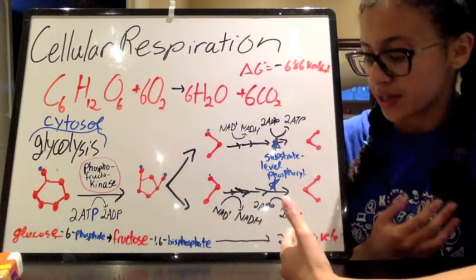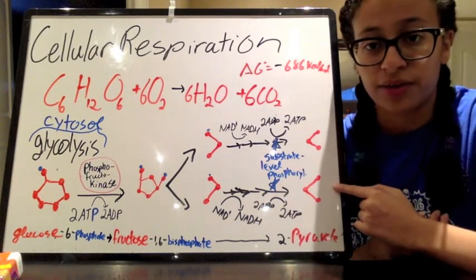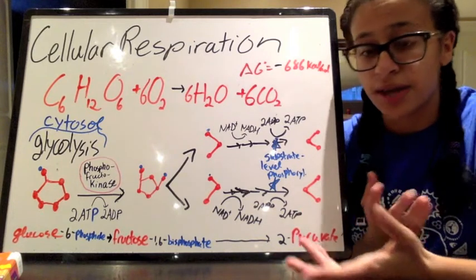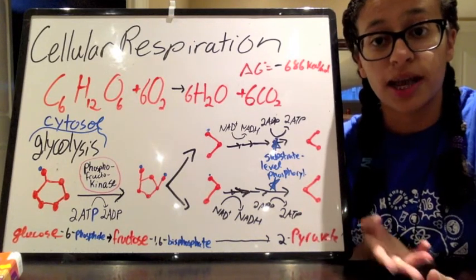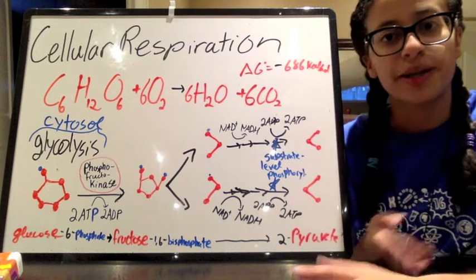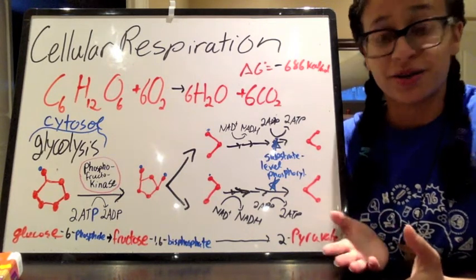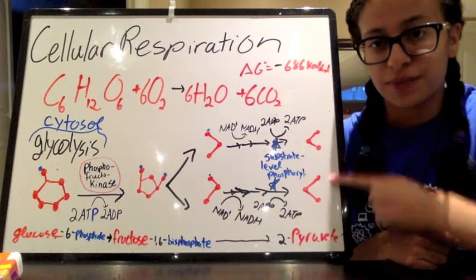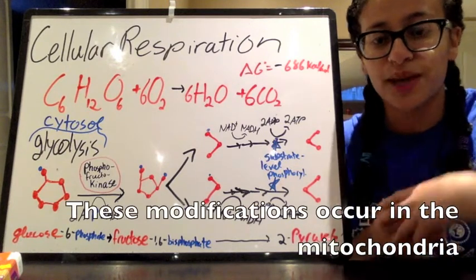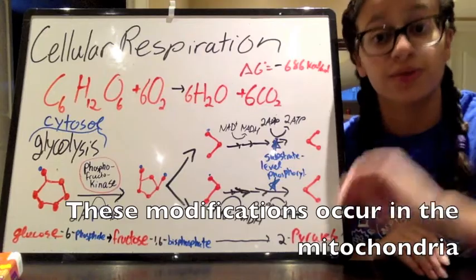And what happens after this? The pyruvate is either going to stay in the cytosol and continue with fermentation in anaerobic respiration, but if this organism does aerobic respiration and they have mitochondria, then this pyruvate will undergo some modifications, which we'll talk about next, and then it'll go into the mitochondria for the Krebs cycle.